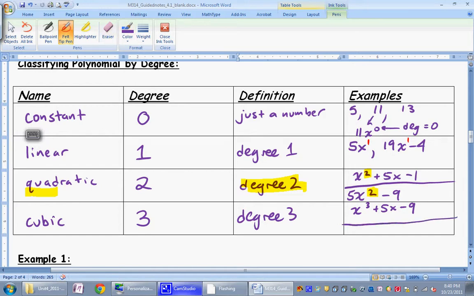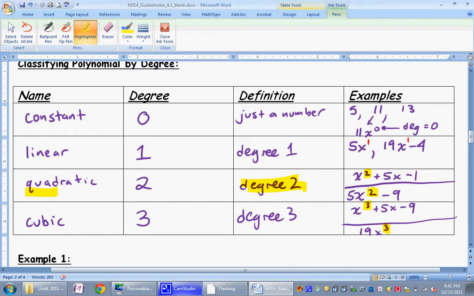You could even just have, I don't know, 19x cubed. This would be a cubic monomial. Its degree is 3, which makes it a cubic. And then if you were trying to classify it by the number of terms, you would say that it's a monomial because it only has a single term. So when you're naming by degree, just look at that largest exponent. That tells you what its name is by degree.